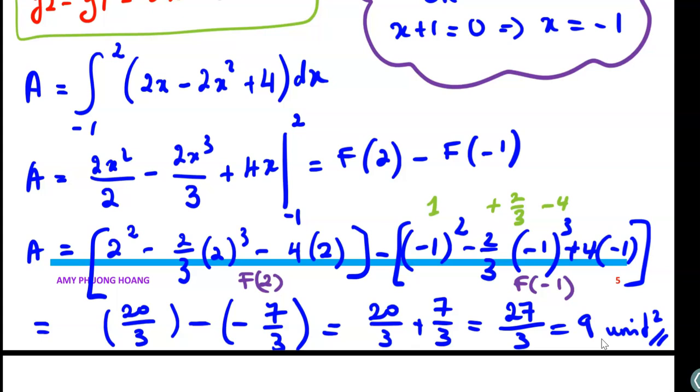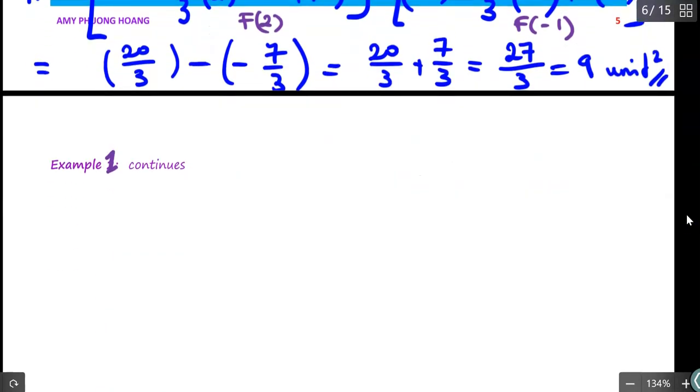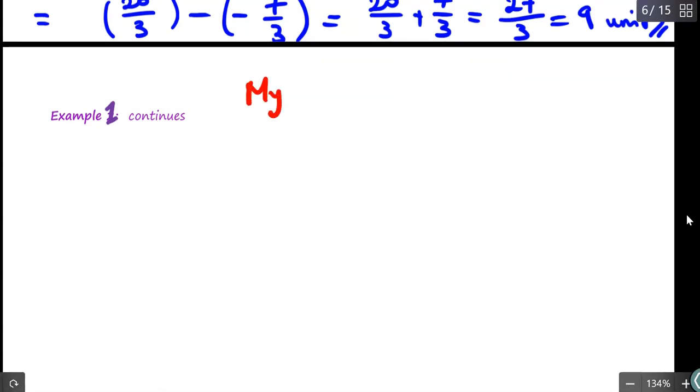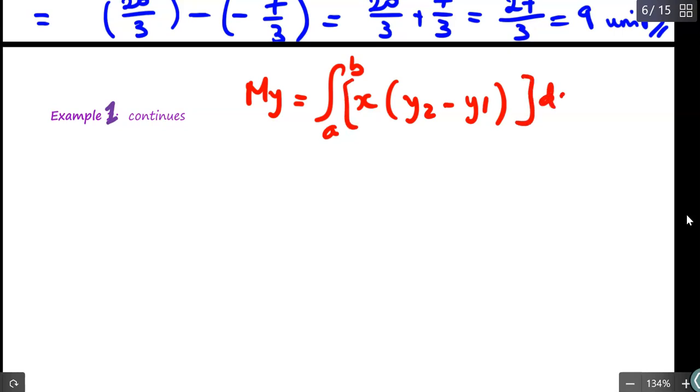Okay, so minus 1 plus, just let me double check this part right here. Okay, yeah. So after we finish the area, we will leave it aside for now. And the next step is to find My. My is equal to the integral from a to b of x multiplied by y2 minus y1, and all of this integrates as a function of x.